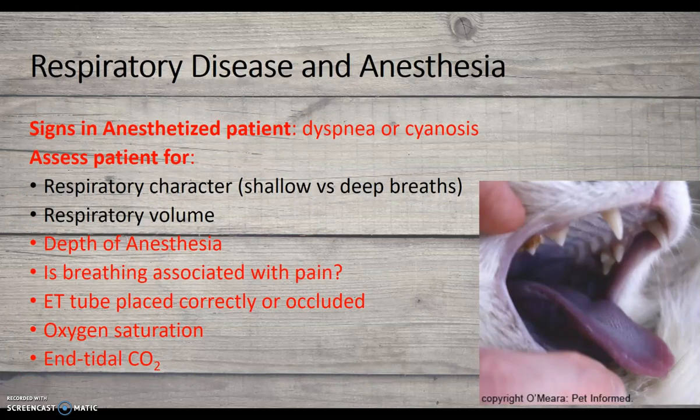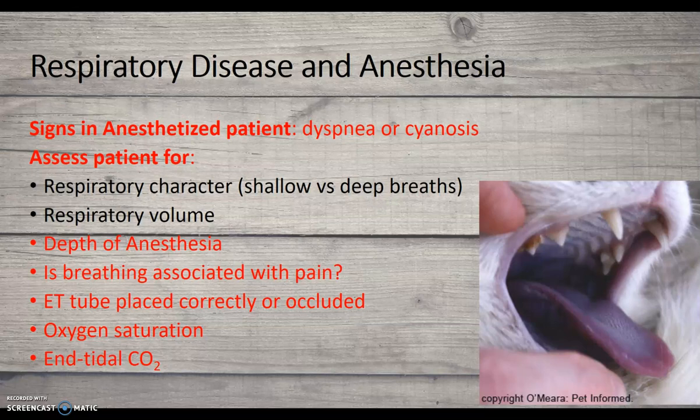So some things to look for in patients that have respiratory disease or are even developing it during anesthesia. Biggest things are dyspnea, so difficulty breathing, or cyanosis. There's a nice image there on the right of a cat with a very blue tongue and blue gums. Assess their respiratory character, how they're breathing, volume, how much they're able to inhale. Are they taking tiny little shallow breaths or big, slow, deep ones?